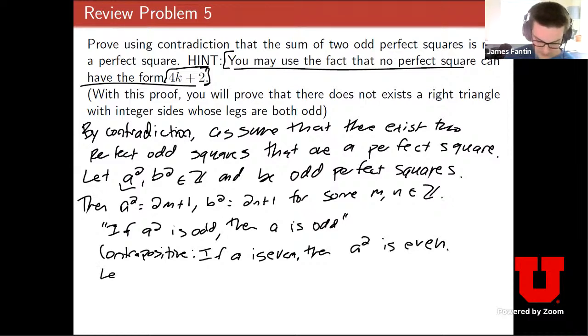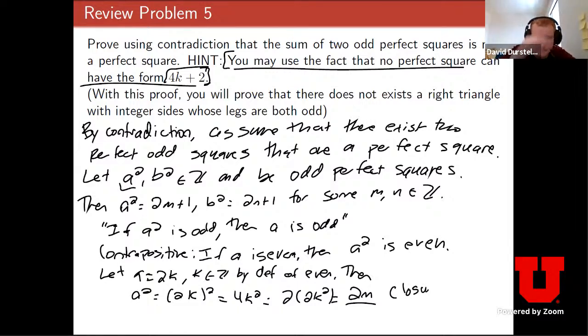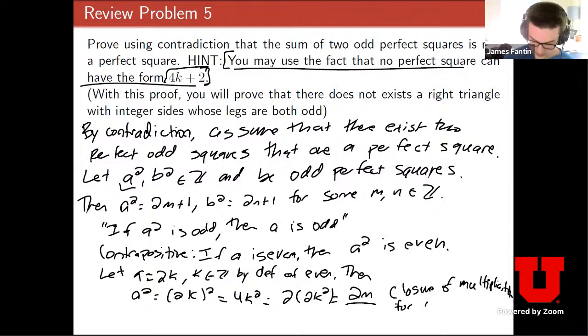So let's prove it. If A is even, then we let A be equal to 2k, where k is an integer, and that's by the definition of even. So then A squared is equal to (2k) squared, which is 4k squared, which is equal to 2 times 2k squared, which is equal to 2m. And why can we say this? What's the special property we talk a lot about that allows us to rewrite values as other integers? Closure. Yeah, so this is by closure of multiplication for integers. Then this is even by definition.